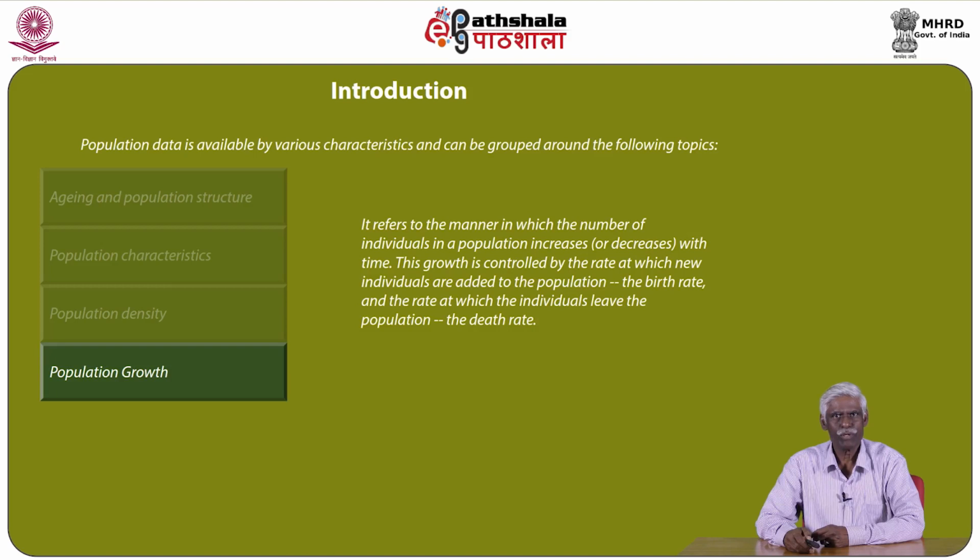Next is about population growth. It refers to the manner in which the number of individuals in a population increases or decreases with time. This growth is controlled by the rate at which new individuals are added to the population, the birth rate, and the rate at which the individuals leave the population, that is the death rate.